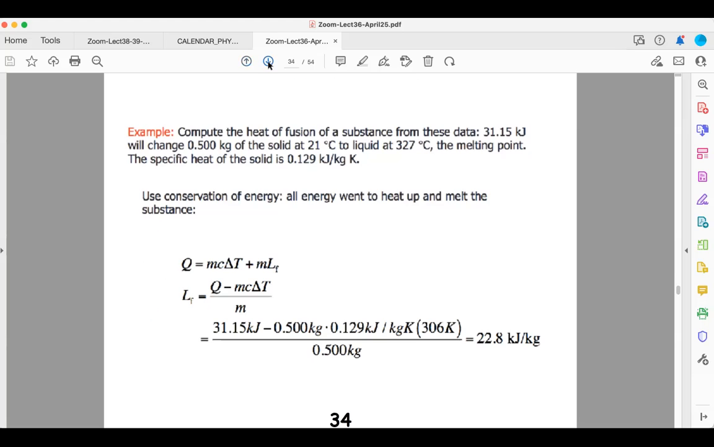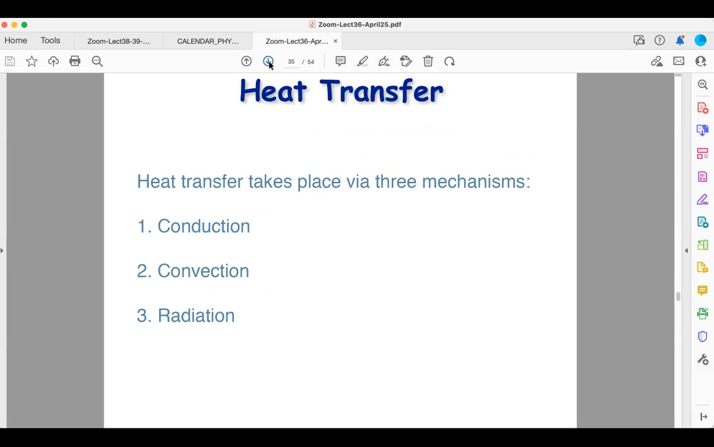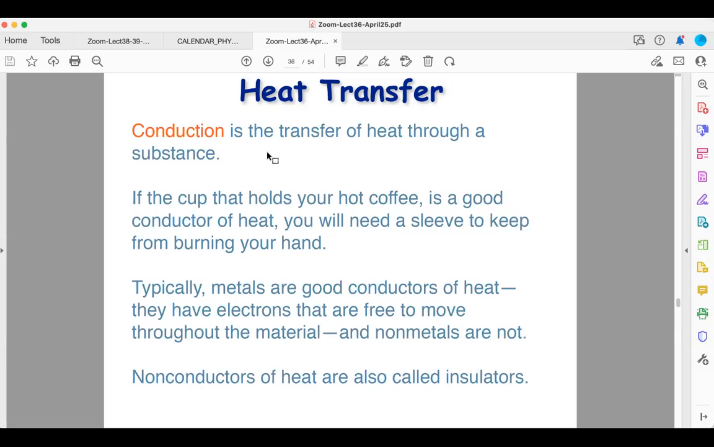Very good. So now I want to show you some information about heat transfer. From this part, we do not require that you know any formula, so it's just more qualitative understanding that you need. Heat can be transferred via three methods: conduction, convection, and radiation. Conduction is the transfer of heat through a substance. If the cup that holds your hot coffee is a good conductor of heat, you will need a sleeve to keep from burning your hand.